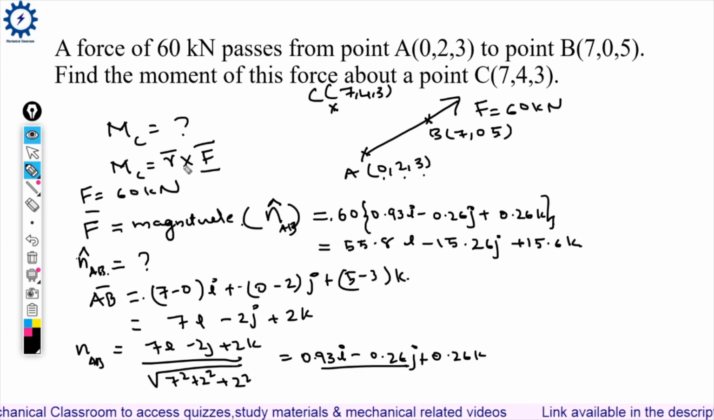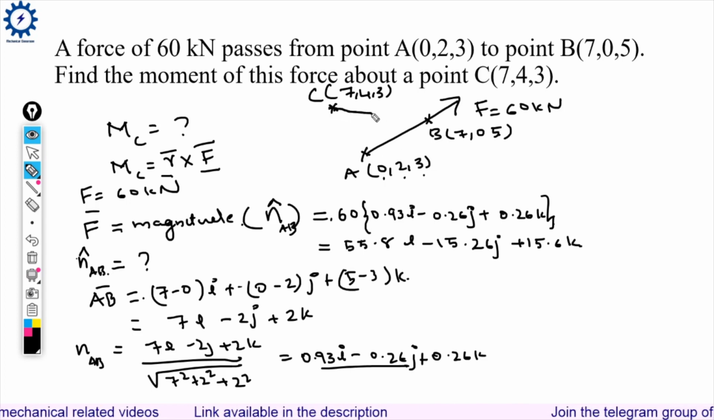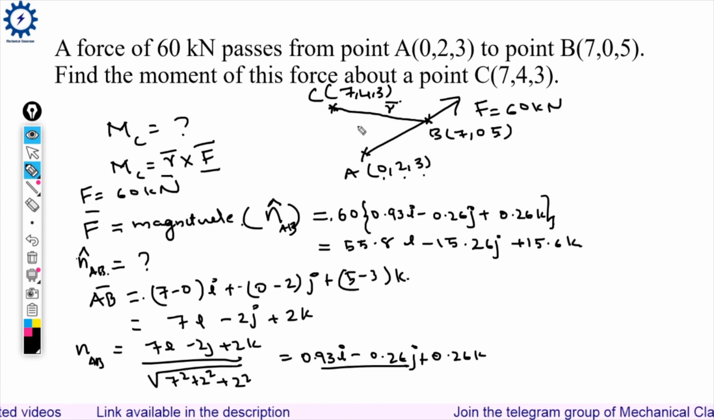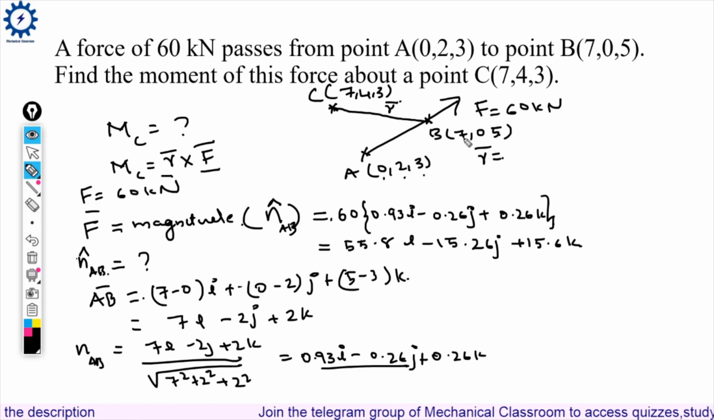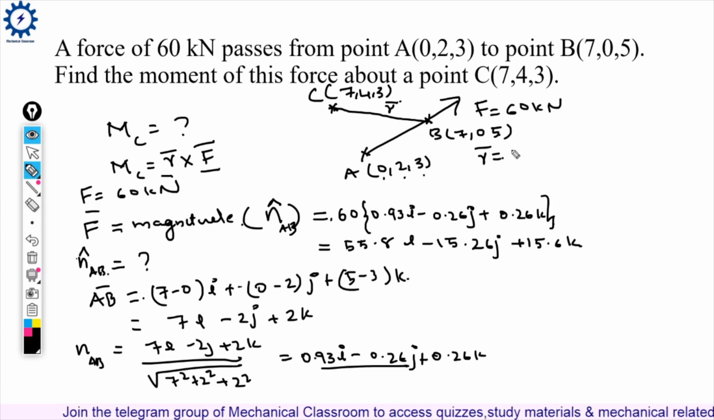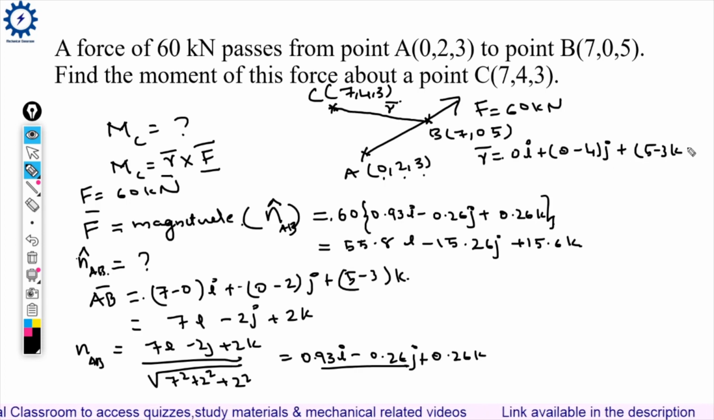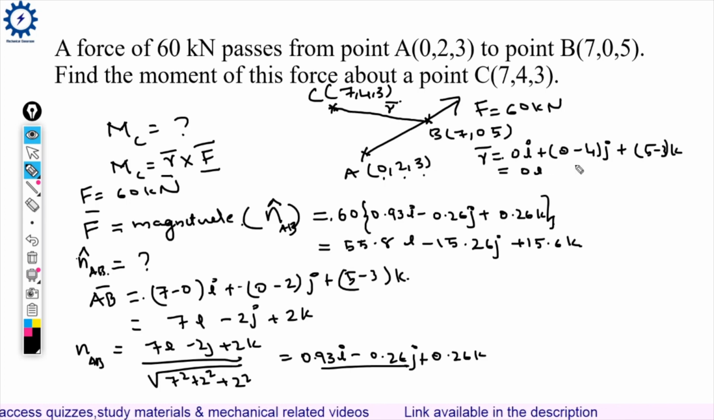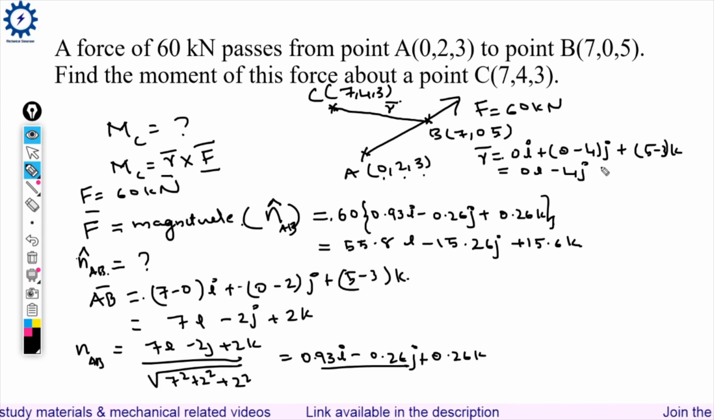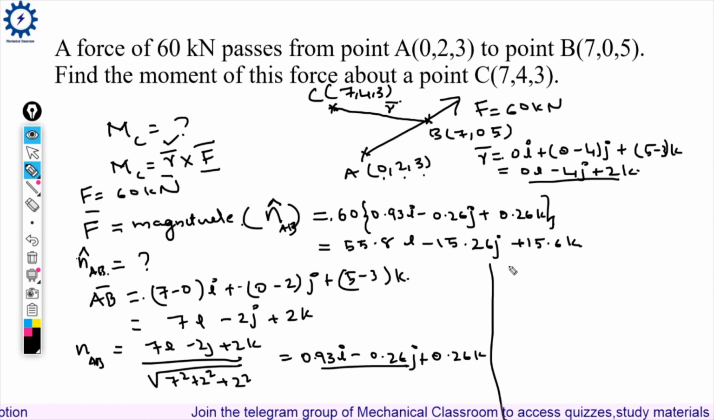Now we have to determine R bar. We can determine R bar either with respect to A or with respect to B. Both are correct. Okay. So let's determine R bar with respect to B. Okay. So what is R bar? R bar equal to x2 minus x1. Let's consider this as x2 and this one as x1. So x2 minus x1 is 7 minus 7, and that is 0i plus 0 minus 4j plus 5 minus 3k, which is equal to 0i minus 4j plus 2k.